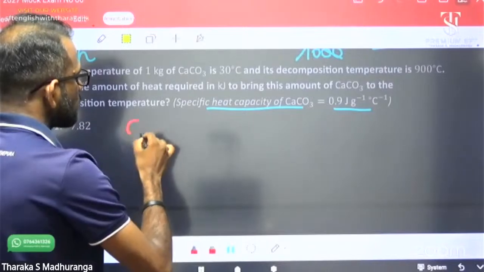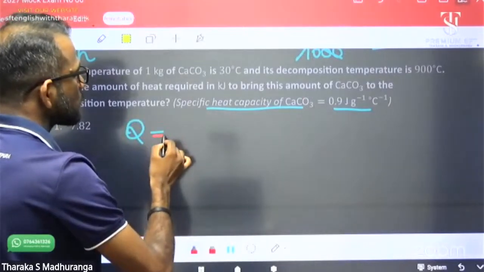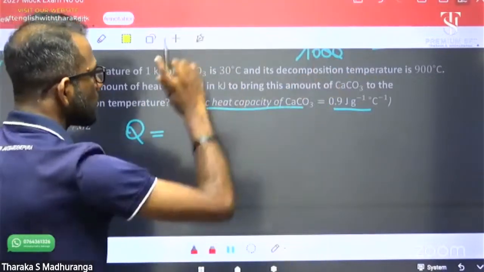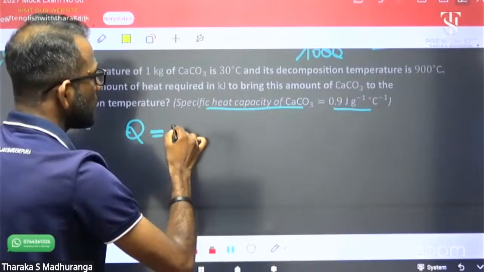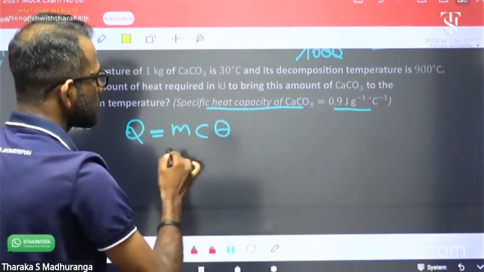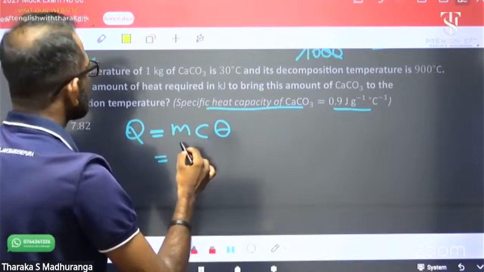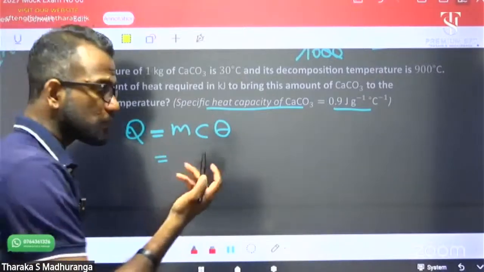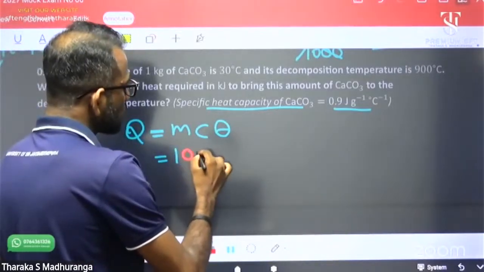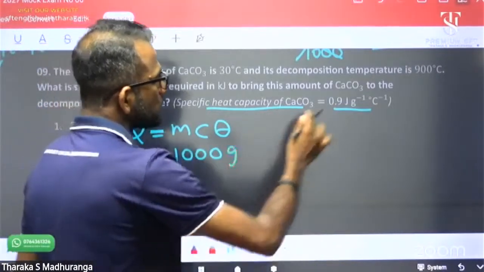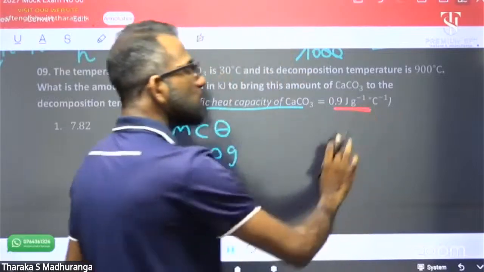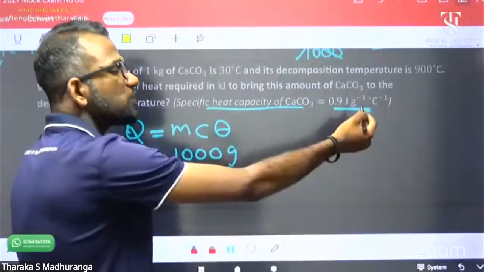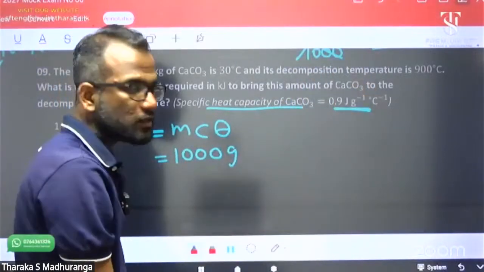Okay, then the quantity of heat, the specific heat capacity given, and no physical state change up to 900 Celsius. Then MC theta. The mass of calcium carbonate is 1 kilogram, but you have to substitute in grams now. 1 kilogram is 1000 grams because the specific heat capacity is given per gram. If not, if you use 1 kilogram, you have to convert the specific heat capacity into per kilogram, right?